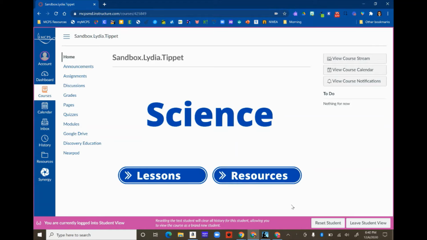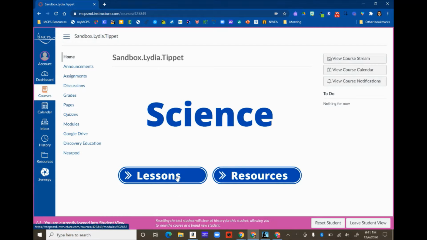So for my project, I made a science lesson. In Montgomery County, we use Canvas. So this is my sandbox course, which is where I can play around and practice making lessons. So I put my Canvas course in student view.